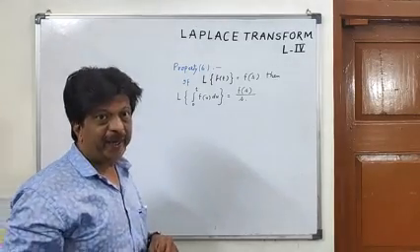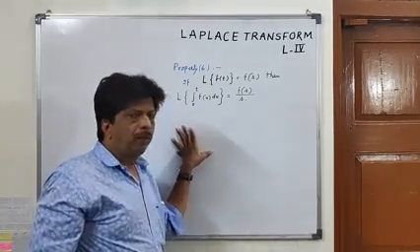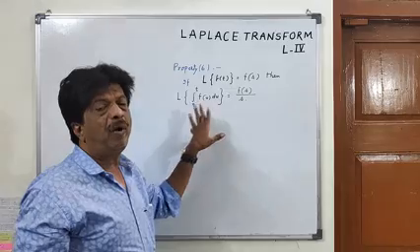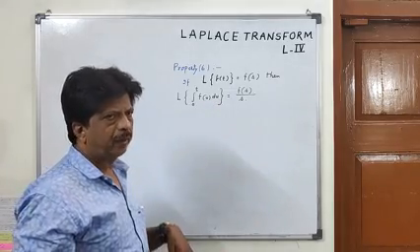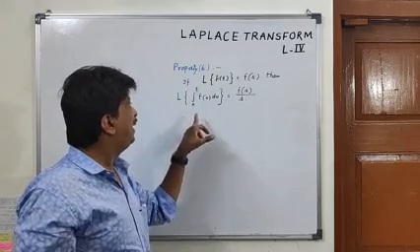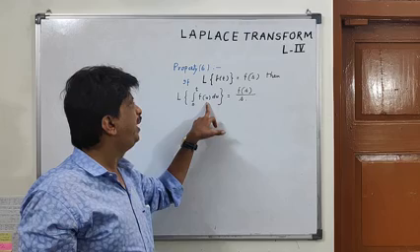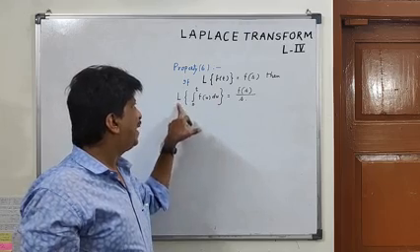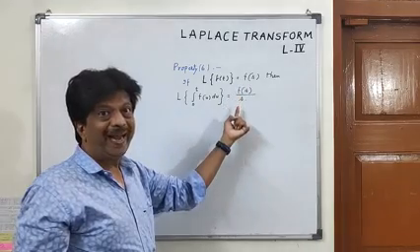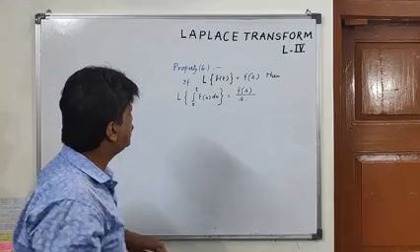This is the property of Laplace transform of the integrals. This is integral 0 to t f of u du. Laplace transform of this integral is nothing but F of s by s. Let us prove this.